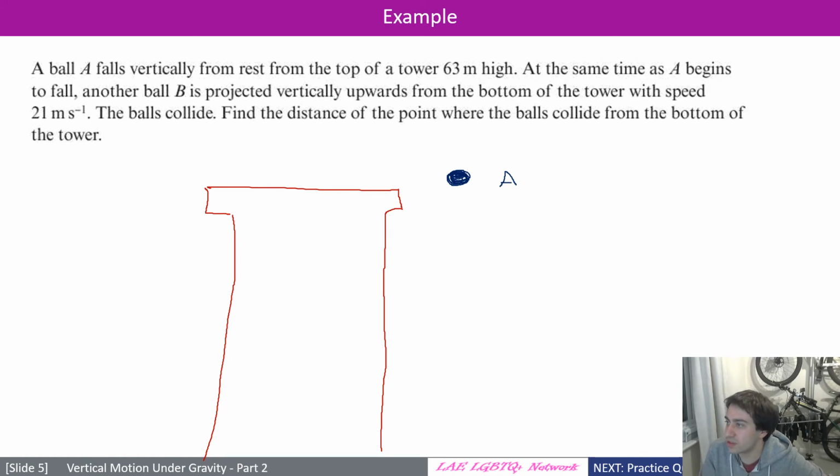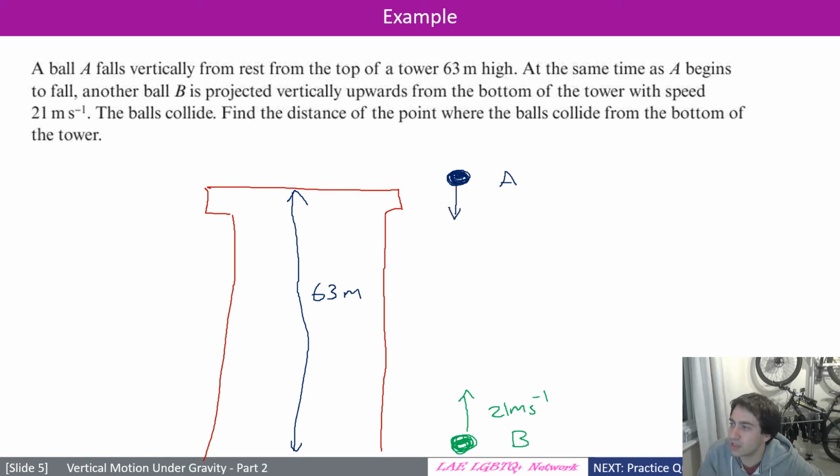From rest, and the tower is 63 meters high. At the same time as A begins to fall, another ball B is projected vertically upwards from the bottom of the tower. So let's have our B over here. And this one's going up. So this one's going up at 21 meters per second, and this blue one initially, it was from rest, so it's initially 0 meters per second.